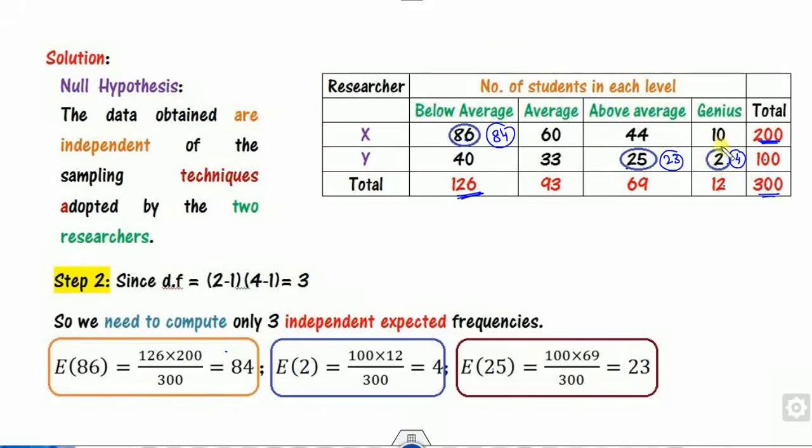This is my 12. So this is my 8. This is my 69. This is my 23. So this is my 46. This is my 84. This is my 42. Okay, now these two values are pending.